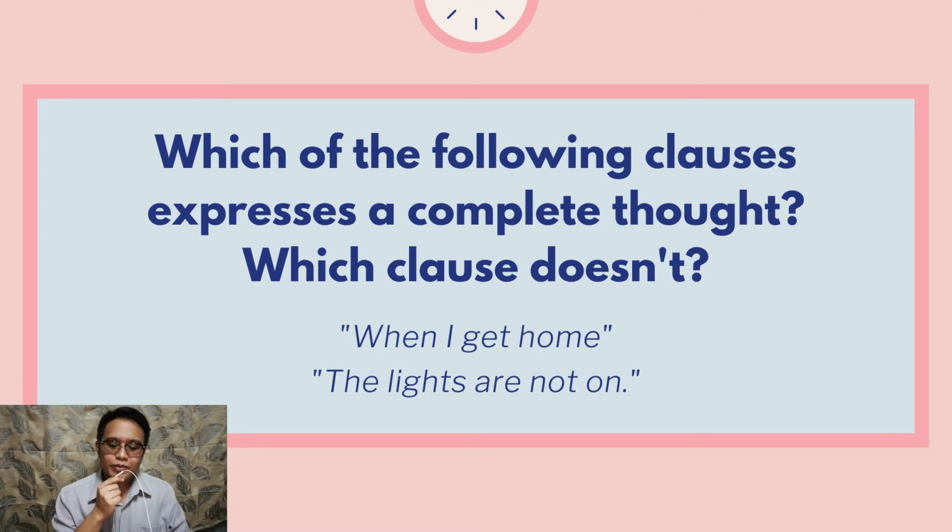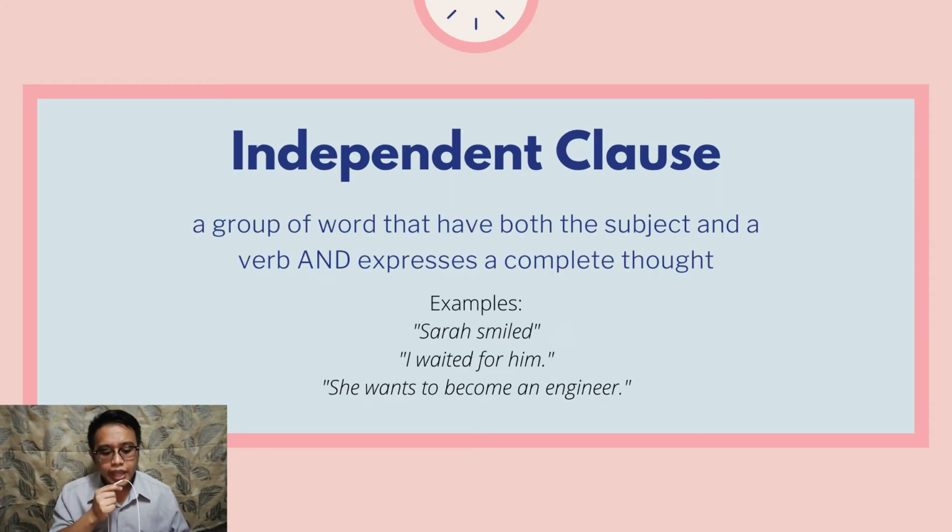So, which one is it? Which of the following expresses a complete thought? A complete thought. Which one? When I get home or the lights are not on? Good. It's letter B. The lights are not on. So if a clause expresses a complete thought, we call that one an independent clause. And an independent clause is a group of words that have both the subject and a verb, ha? It has a subject, it has a verb, so of course it's a clause. And expresses a complete thought. So it's complete when you read the clause.